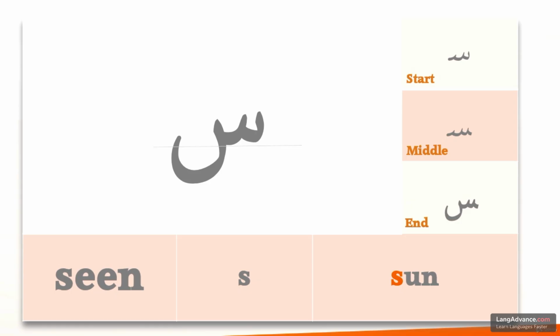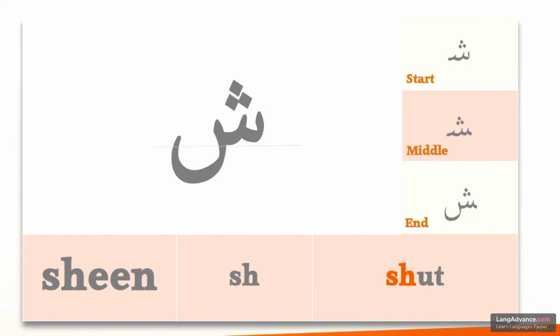Seen. The sound of seen is like the S in sun. Sheen is written like a seen, but with 3 dots on top of it. The sound of sheen is like the SH of shut.